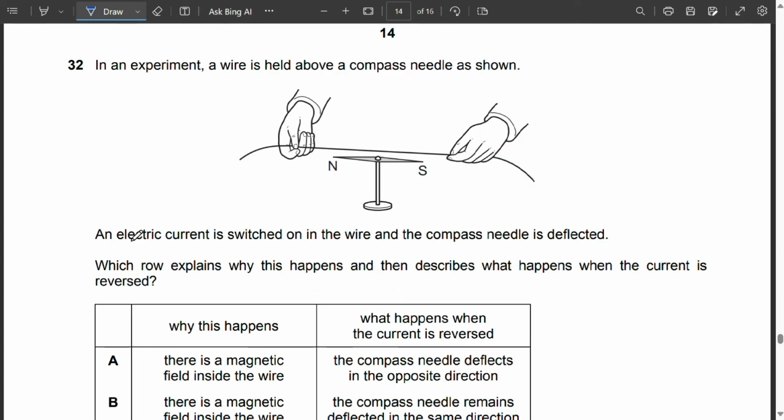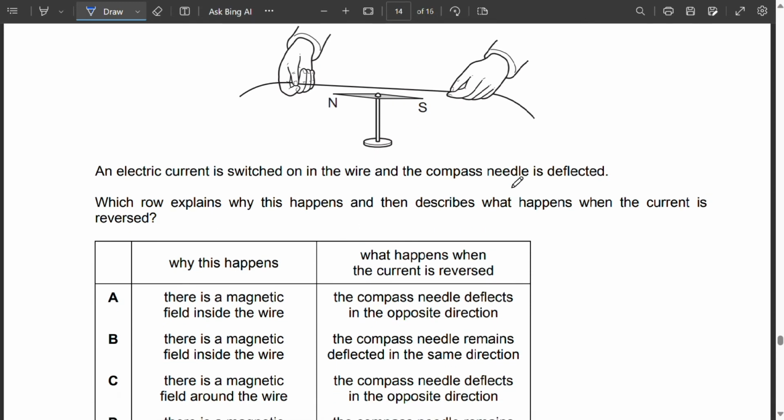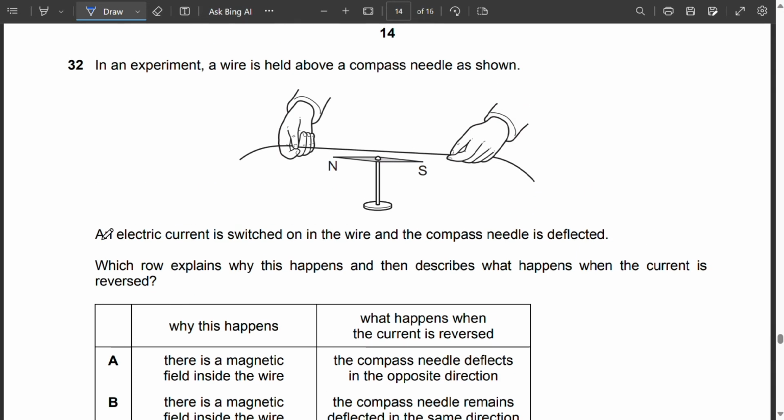Now the next question is question number 32. It states that in an experiment a wire is held over a compass needle as shown. So this is a compass needle and this is the wire. An electric current is switched on in the wire and the compass needle is deflected. Which row explains why this happens and describes what happens when the current is reversed? See, when the current is passing through this wire, the wire produces a magnetic field.